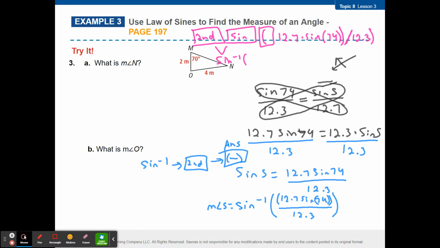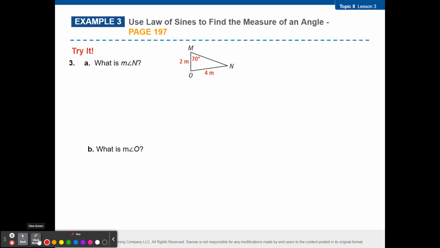Show of hands who's still working on this. All right, let's see. Who's got N? What'd you get? 28. About 28 degrees, yeah. Who needs to see it?